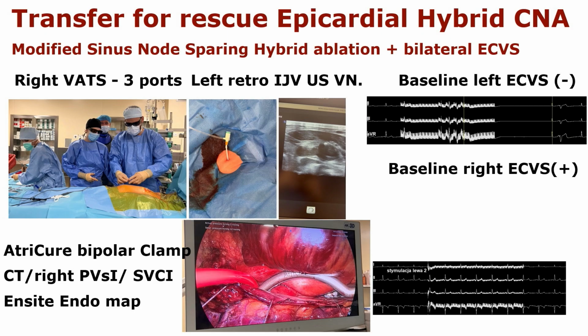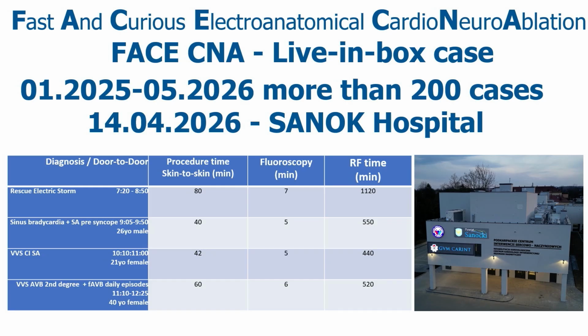So we manage this. We do the left retro internal jugular vein ultrasound guided vagal nerve pacing with cannulation, and the baseline vagal nerve stimulation showed there is nothing from the left, and of course we can see only from the right, so we do the right atrial intercostal space access, and we do by clamp, AtriCure clamp, the procedure with isolation of crista terminalis plus superior vena cava, and after the procedure, the patient gets no vagal nerve stimulation. We use also prostaglandin. If you have a problem with atropine, you can use a prostaglandin.